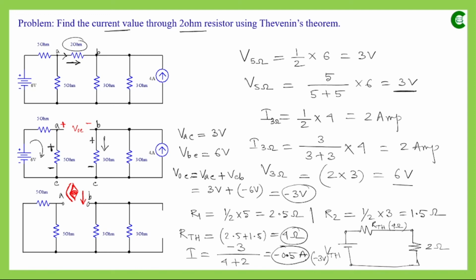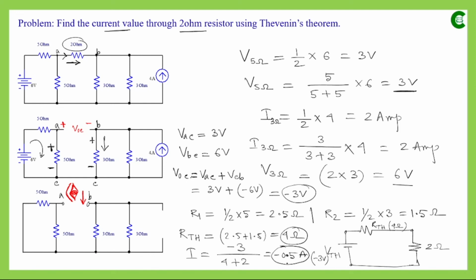And as I already said, actually the current is flowing opposite to our assumption. So current is actually flowing from B to A, and that current value will be positive, and that will be plus 0.5 ampere. So this is the way how we can apply Thevenin's theorem in an electrical network to simplify it and to find out the desired parameter.